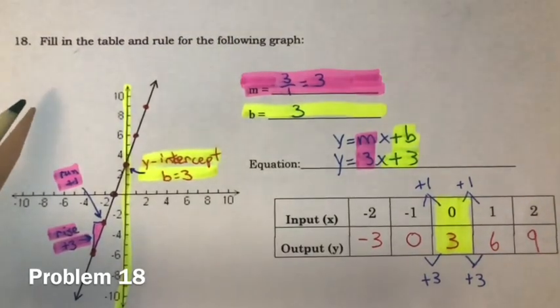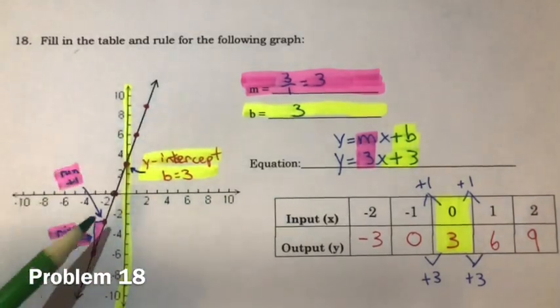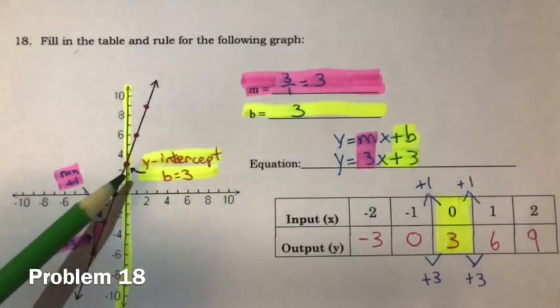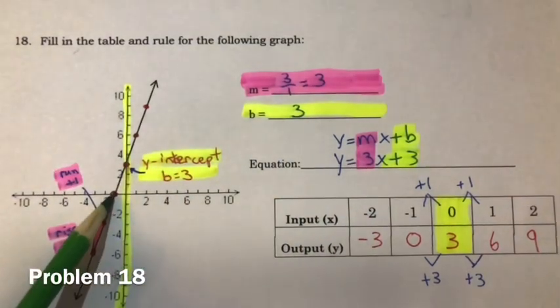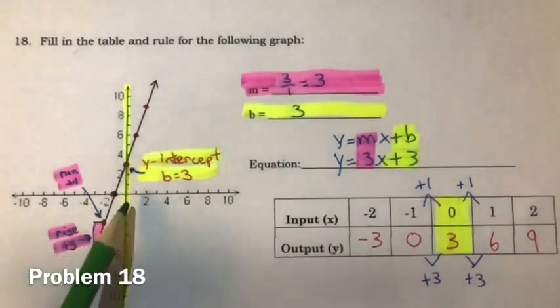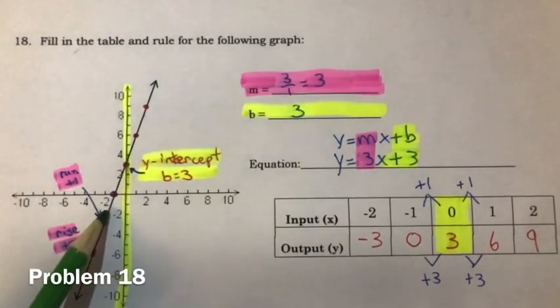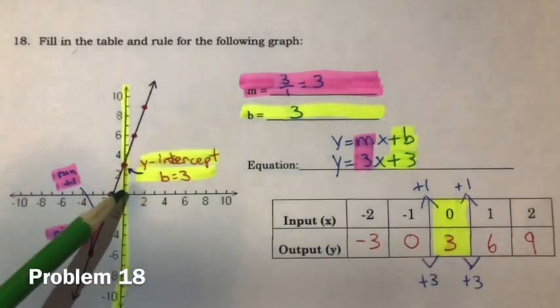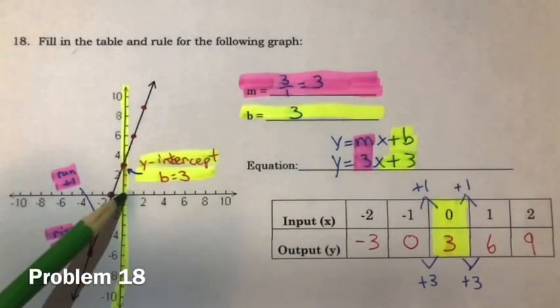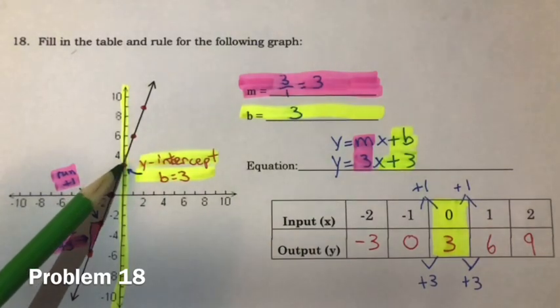For 18, fill in the table and rule for the following graph. So you're given the graph this time, and you have to fill in the table. So the input is -2, the output is -1, -2, -3. If the input is 0, 0 on the x, that's going to give us the y-intercept. The y-intercept is at positive 3.